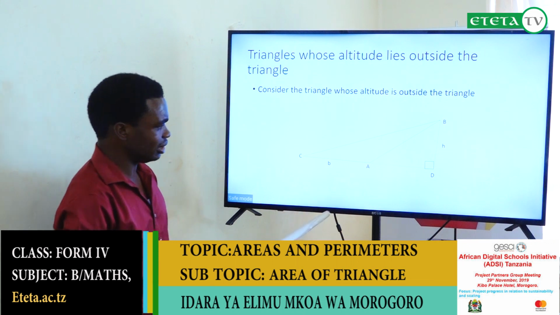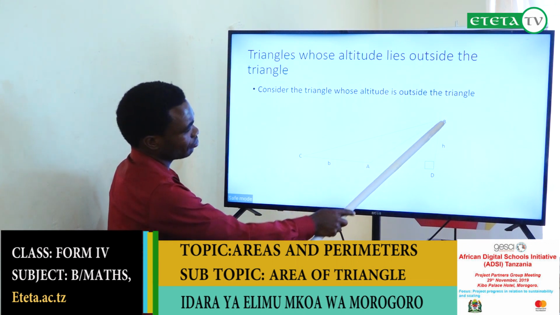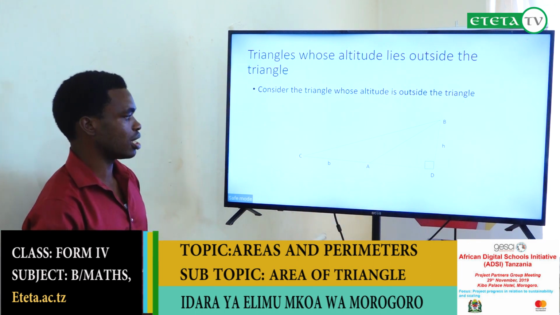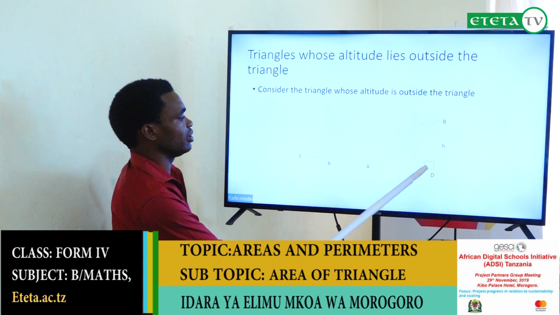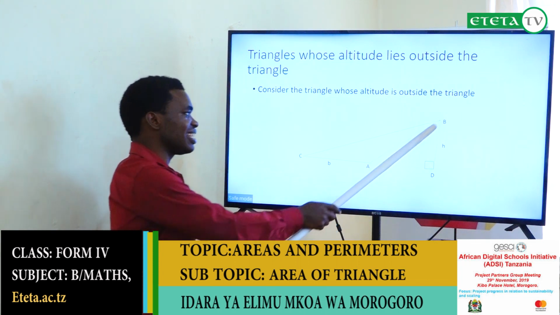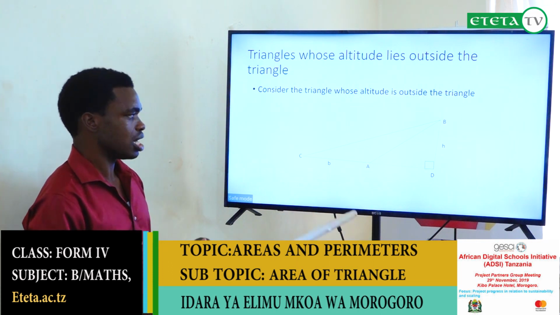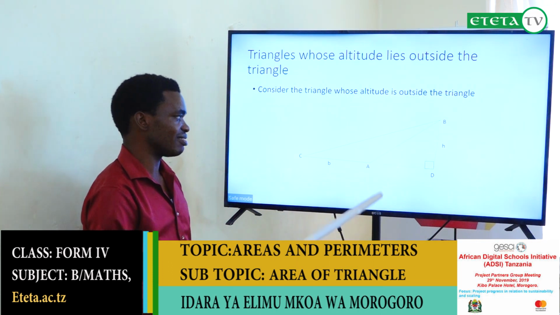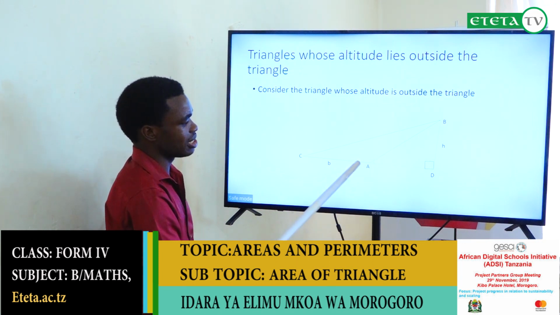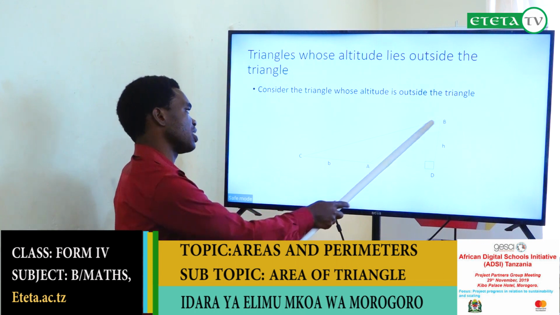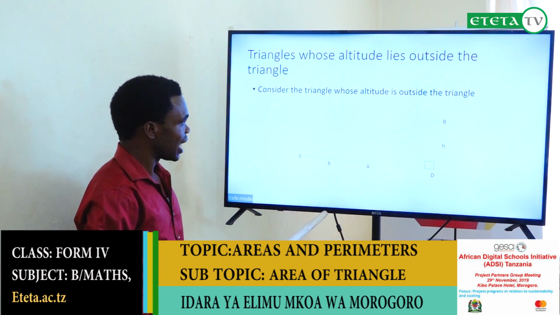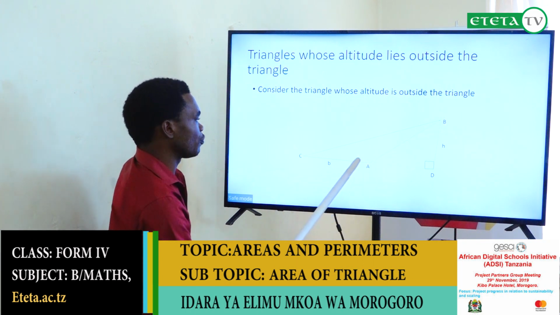Here the height can be produced outside. But remember that the height must be perpendicular to the base. Therefore, if we prolong this one to this side, because the triangle ends here, on this side we just use dotted lines. This height is outside, it is not a part of the triangle, so we use the dotted line. Then this one and this one, make sure that they intersect or make a right angle. Now, our aim is to discuss the area of this triangle, triangle A, B, C.